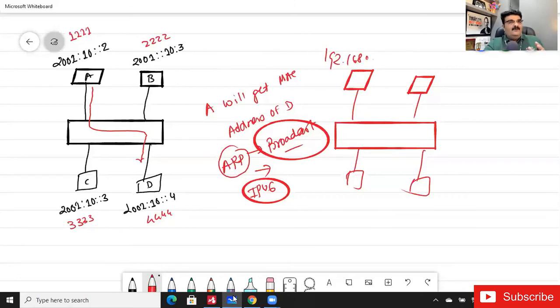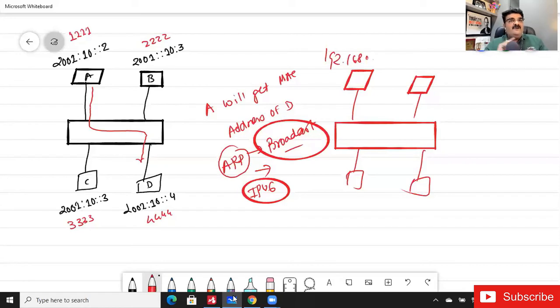Now three people, Suleiman, Brijesh Bhai, and another person, commented that it is anycast. You cannot use this either. In the previous session about IPv6, when I started IPv6, I told you that you cannot say broadcast is replaced by anycast. Whatever you do with broadcast, you can do with multicast. Anycast is a totally different thing.